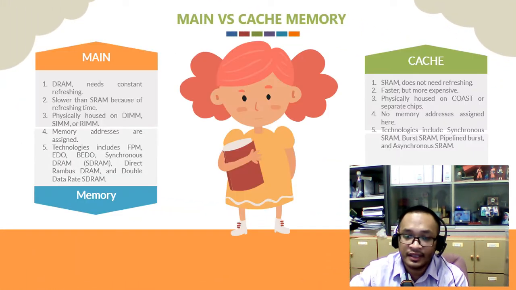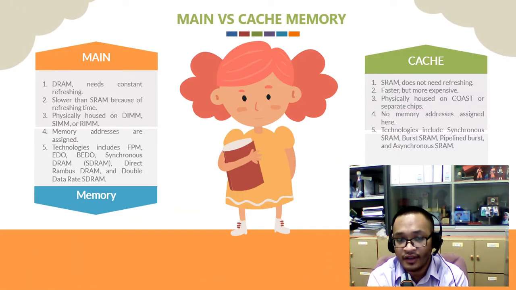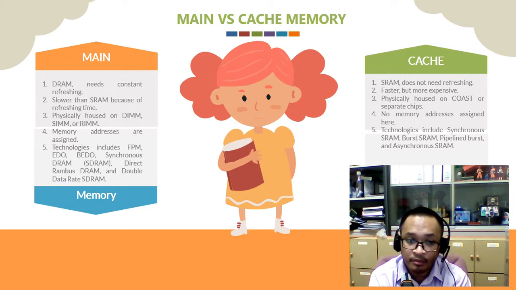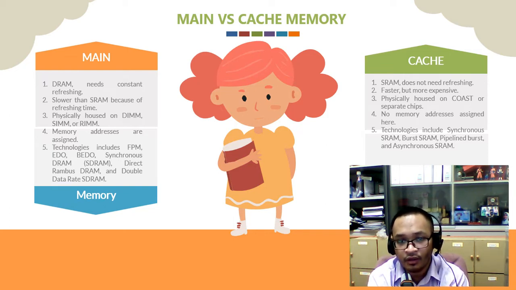Okay, so main versus cache memory. What are the functions of main and cache memory? Cache memory usually stores frequently used data, programs, or instructions. Cache memory is made up of SRAM, while the main memory is made up of DRAM. Main memory is much slower compared to the cache memory because of the refreshing activity.